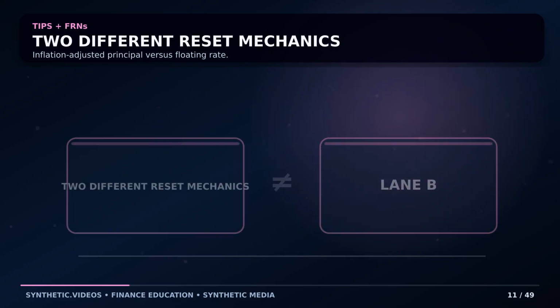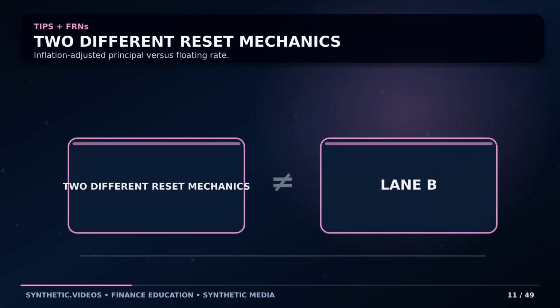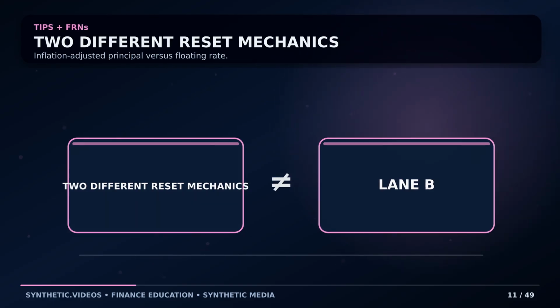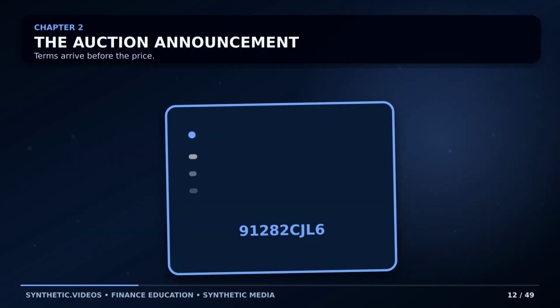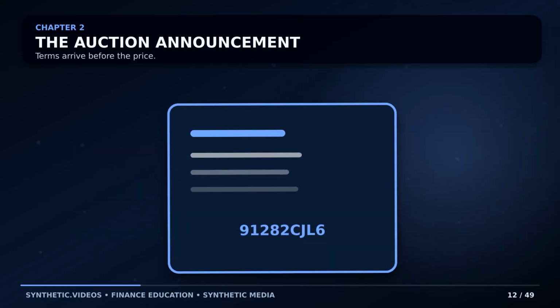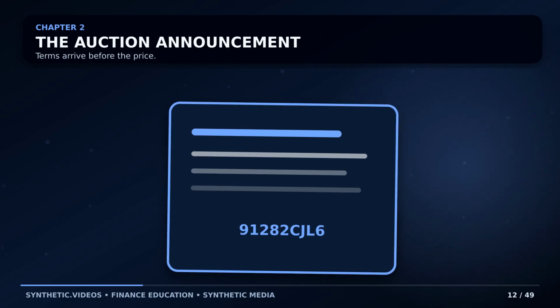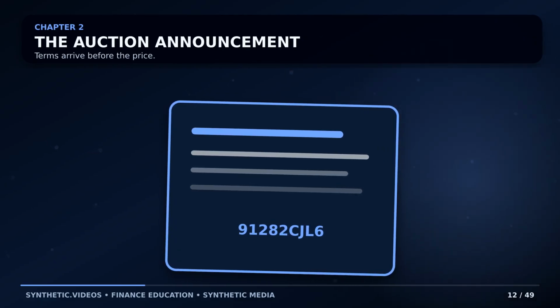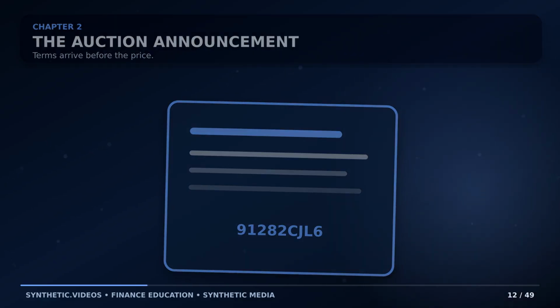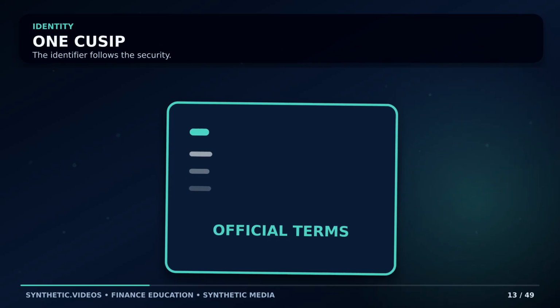Chapter 2. Announcement before auction. An auction starts with an announcement, not a price quote. Treasury publishes the security type, offering amount, auction date, issue date, maturity date, bidding deadlines, and legal terms. The announcement identifies the security with a CUSIP. For a reopening, Treasury sells more of an existing CUSIP instead of creating a brand new one.